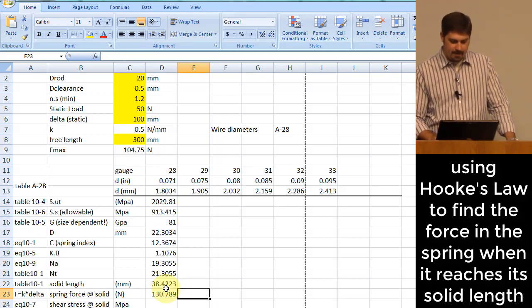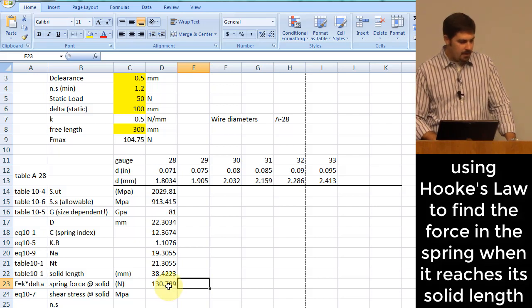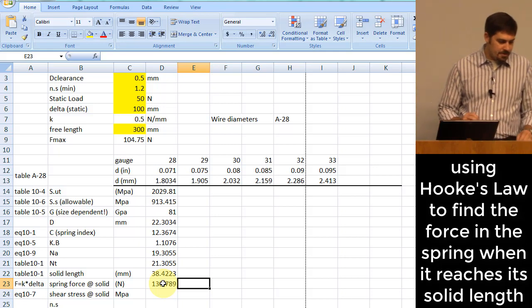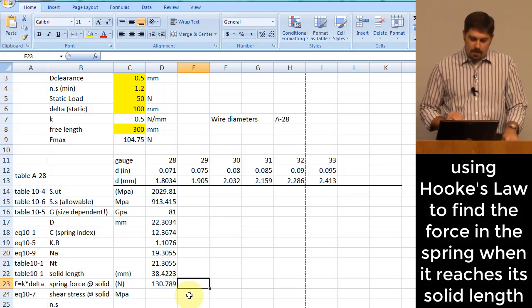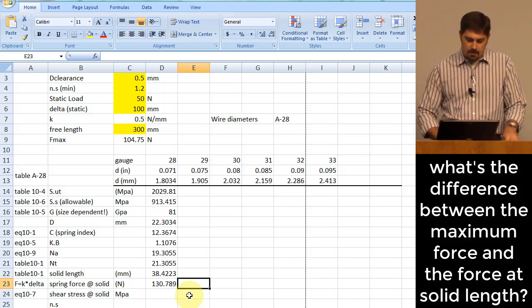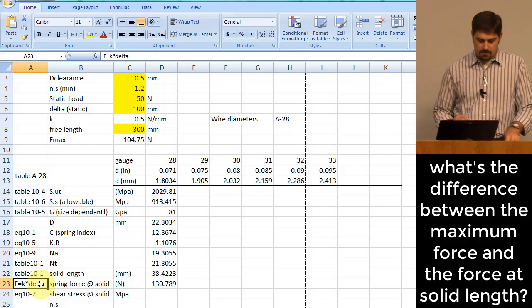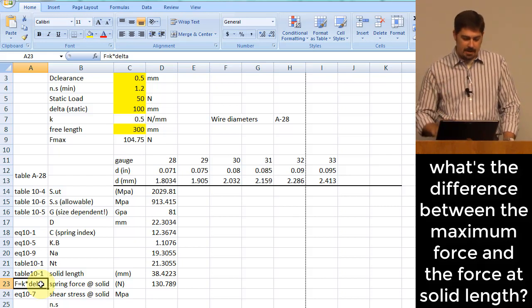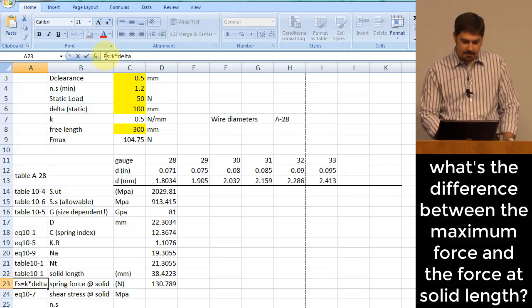All right, and that gives me 130 newtons or so. F equals k delta right here. Well, okay, that's a good question. F max versus this, if I wanted to put a subscript on it, I would actually call it Fs.